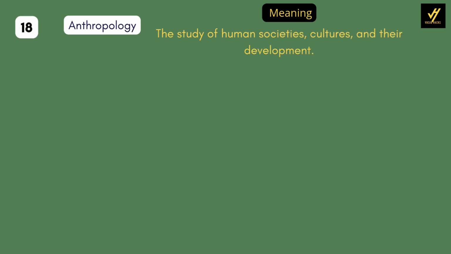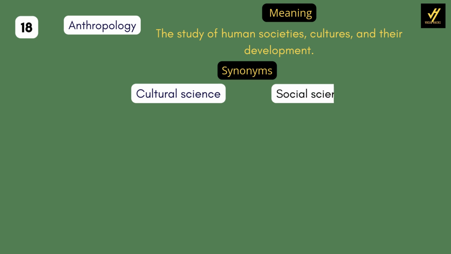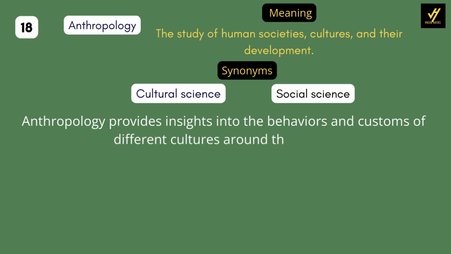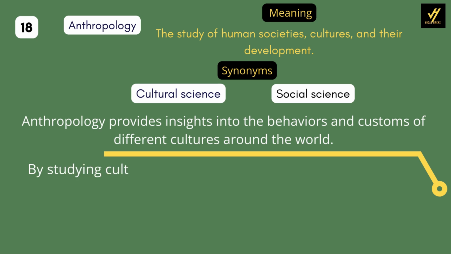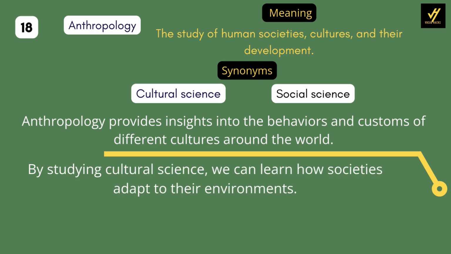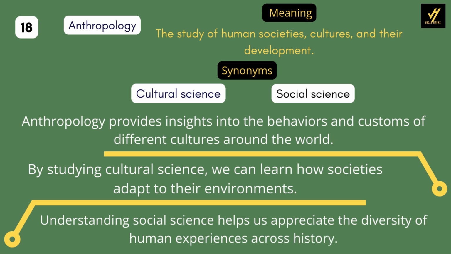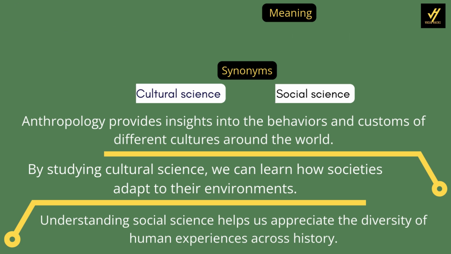Anthropology, the study of human societies, cultures, and their development. Cultural science, social science. Anthropology provides insights into the behaviors and customs of different cultures around the world. By studying cultural science, we can learn how societies adapt to their environments. Understanding social science helps us appreciate the diversity of human experiences across history.